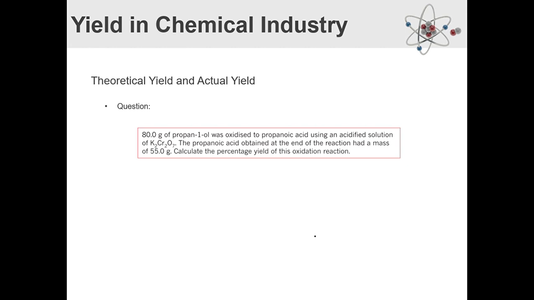So, 80 grams of propanol was oxidized to propanoic acid using an acidified solution of K2Cr2O7. The propanoic acid obtained at the end of the reaction had a mass of 55 grams. Calculate the percentage yield of this oxidation reaction. All right, Jeopardy timer starts now.